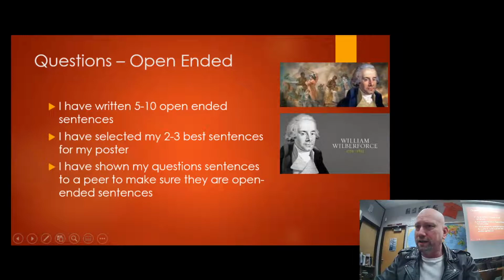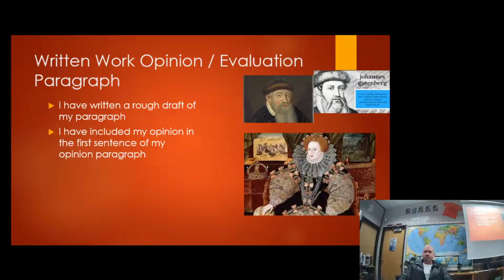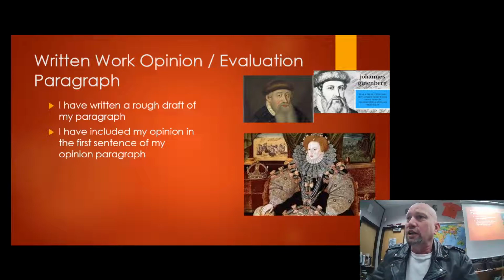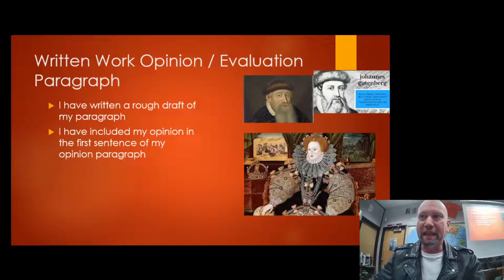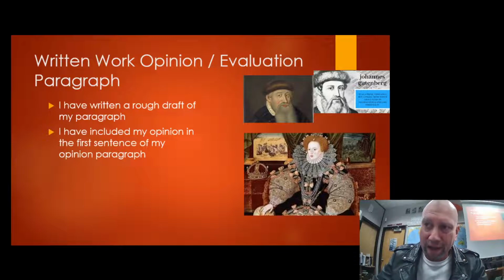Okay, let's see what we go on. Oh, it looks like there's a peer check process there. Next, written work, opinion, evaluation, paragraph. What does Mr. Vic mean by this? It sounds like you need to write a paragraph about your opinion where you evaluate your historic person. Oh, and your structure is important. In the first sentence of your opinion paragraph, you should clearly state your opinion. That is the structure of this paragraph.